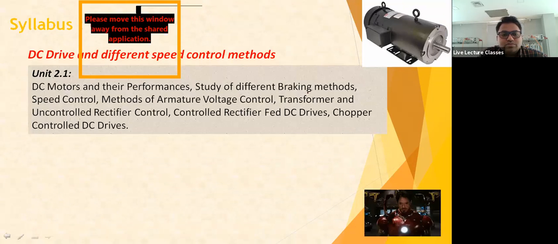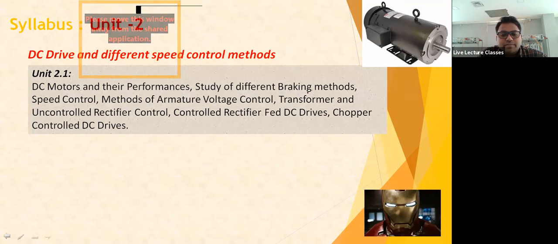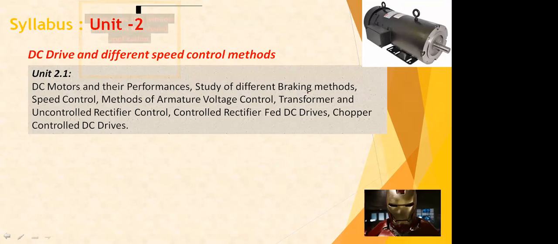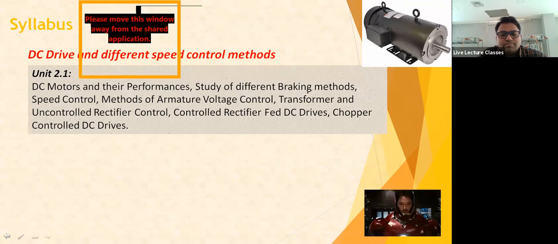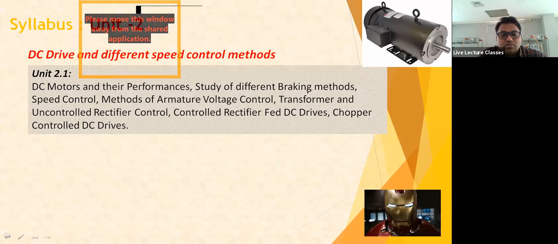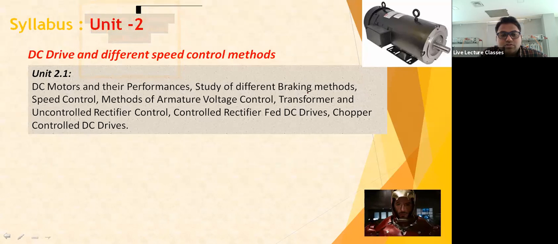So in that, you have DC motors and their performances, study of different braking methods. Tell me one braking method which is super efficient. Regenerative. Yes, perfect. That is in fashion now. Every electric vehicle must have regenerative braking facility, without which it is completely not desirable. Right. So study of different braking methods, speed control, methods of armature voltage control, transformer and uncontrolled rectifier control, controlled rectifier fed DC drives, and chopper control DC drives.